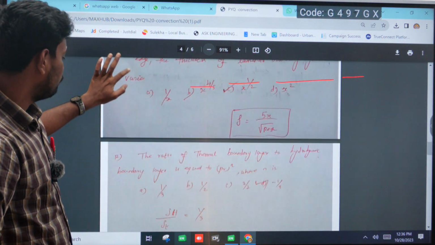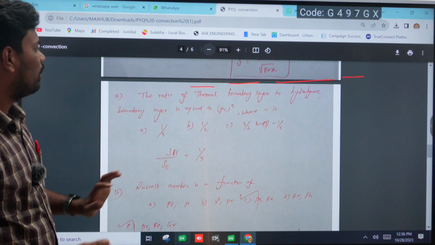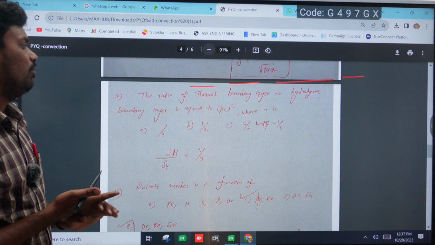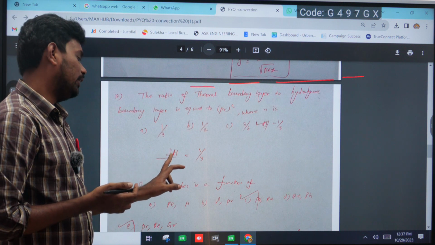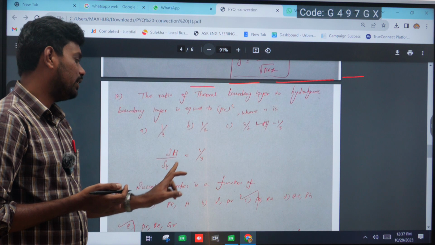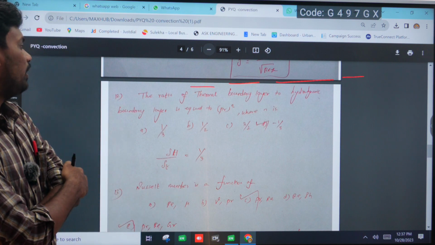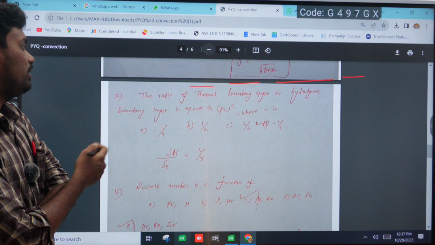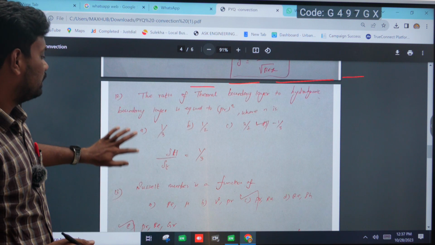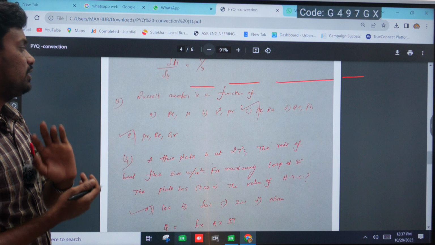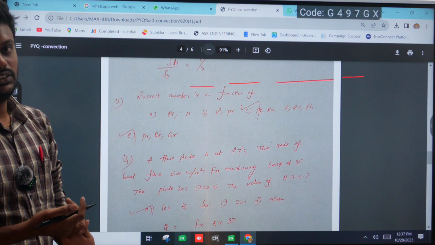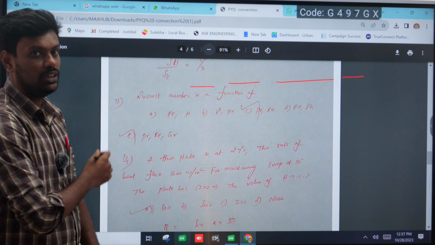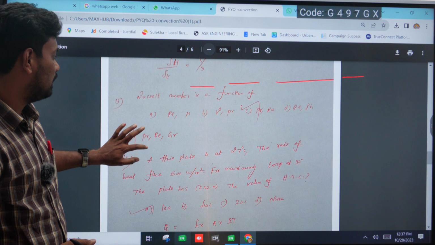Okay. Then the ratio of thermal boundary layer to hydrodynamic boundary layer is equal to the Prandtl number to the power of n, where n is actually 1 by 3, but here it is given as the ratio of thermal boundary layer to hydrodynamic boundary layer is 1 by 3, so the power is minus 1 by 3. Okay. Nusselt number is always a function of Prandtl number and Reynolds number. Suppose if they give Grashof number also, then you have to select this option also. Okay. That is the answer for this Nusselt number.